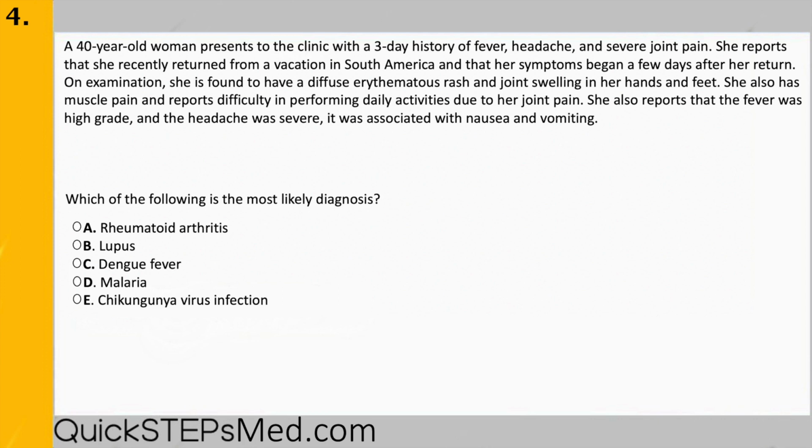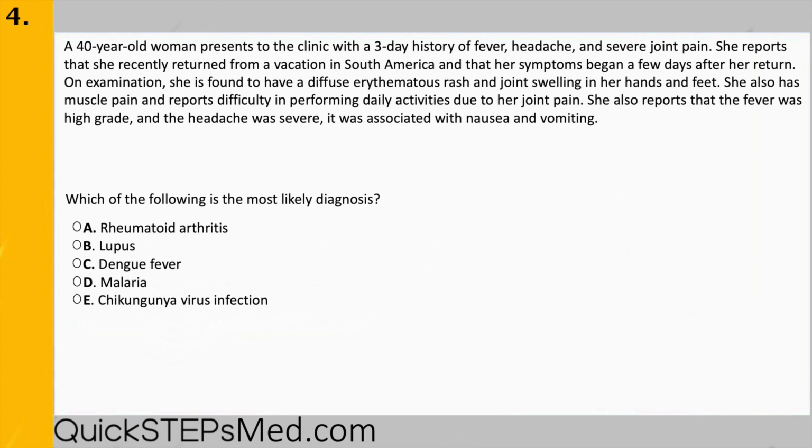Lupus can indeed present something similar to this, but it would be more of a subacute to chronic onset or some sort of past medical history remarkable for other autoimmune diseases without an exposure, or maybe just being exposure to sunlight. So once again, A and B are likely not the answers in this case because we have a known exposure and an acute onset of new symptoms that this patient's never experienced before. So now we have to talk about dengue fever, malaria, and chikungunya.